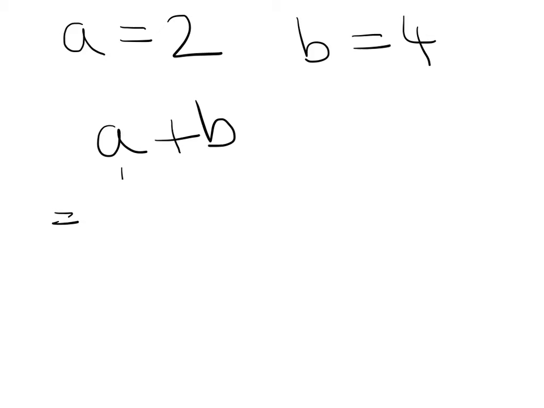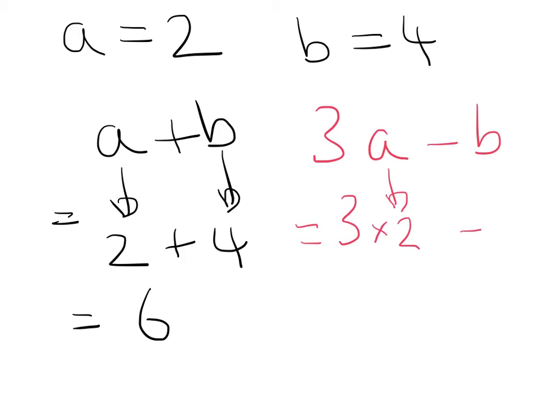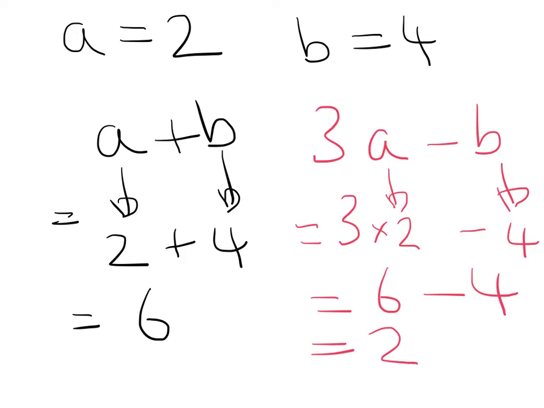We can also think about when we have two different letters. So we can have a is equal to 2 and b is equal to 4, for example. If I now have the expression a plus b, a is equal to 2, b is equal to 4, therefore a plus b is equal to 6. If I had the expression 3a minus b, I'm now going to have 3a is equal to 2, so it's 3 times 2 minus b, which is equal to 4. So I have 6 minus 4, which is equal to 2.